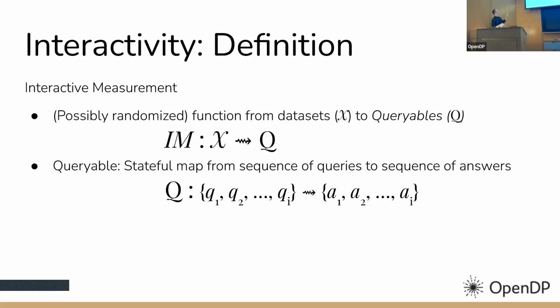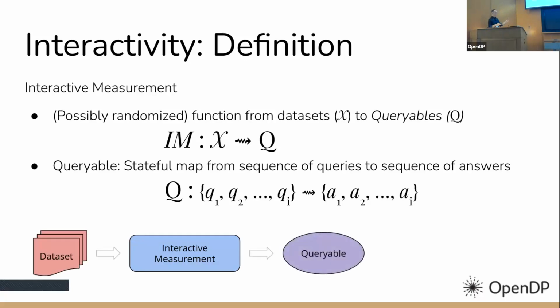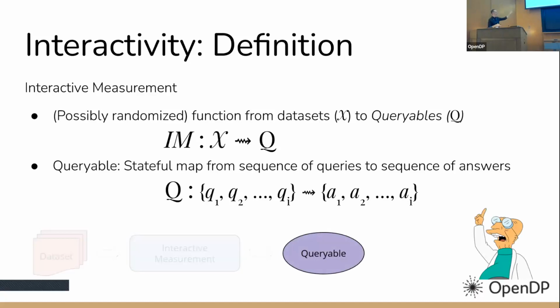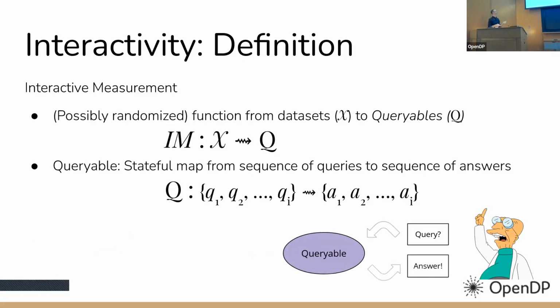That can sort of be viewed schematically here. If you imagine I have an interactive measurement, and then I feed a data set through it, what I get on the outside is a queryable. Then once I have a queryable, a data analyst can come along, and that's all they're going to interact with from that point onward, talking to the queryable. They can send in queries, and the queryable will hand back answers. And then based on that, the analyst can say, okay, here's a new query, and then get another answer, and so on and so on. That's sort of the interaction loop. That's where interactive measurement comes from.